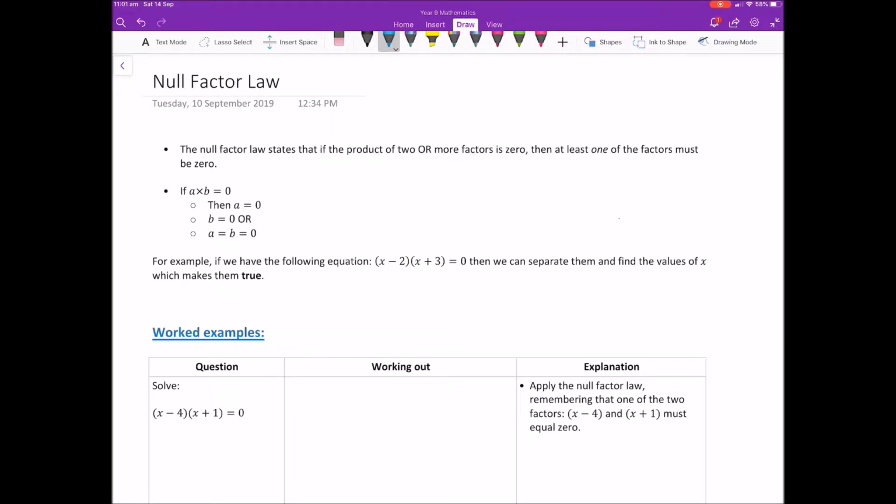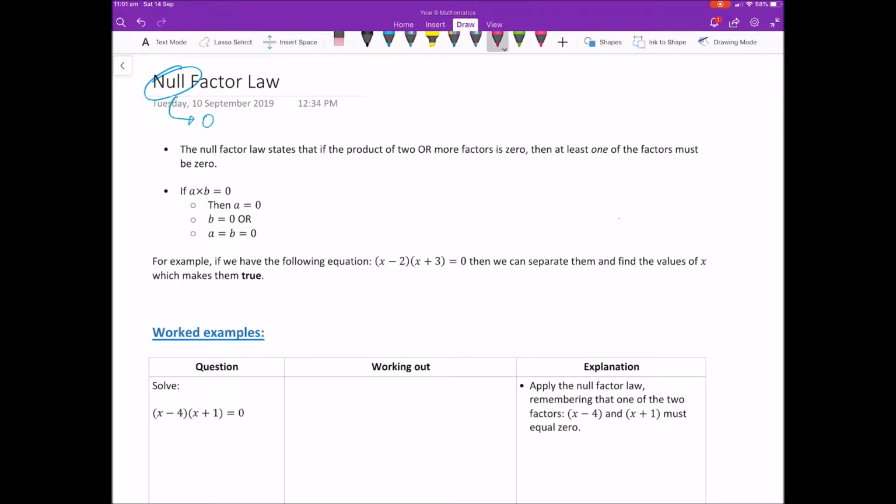Now we're going to be looking at null factor law. If we look at the word null, basically this translates to 0. Keeping that in mind, now let's have a look at the null factor law. The null factor law states that if the product of two or more factors is 0, then at least one of the factors must be 0.